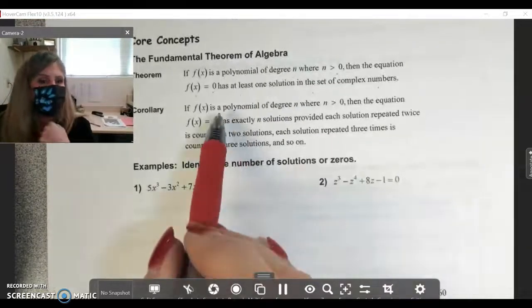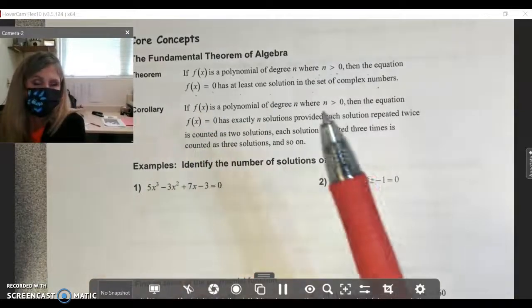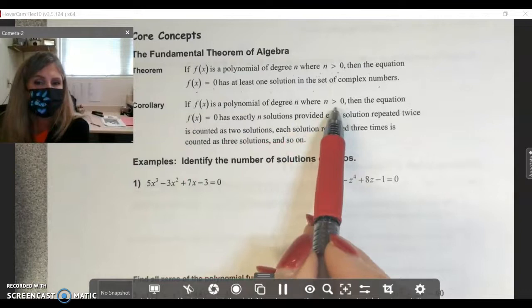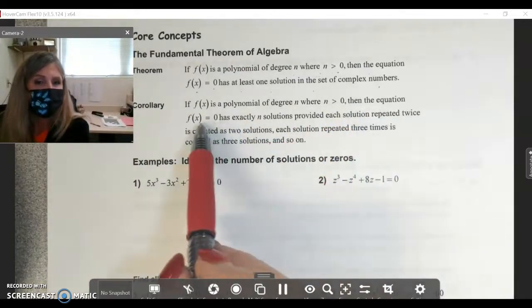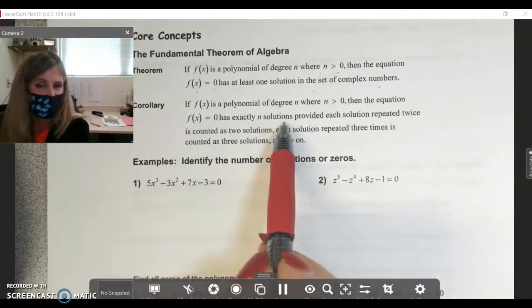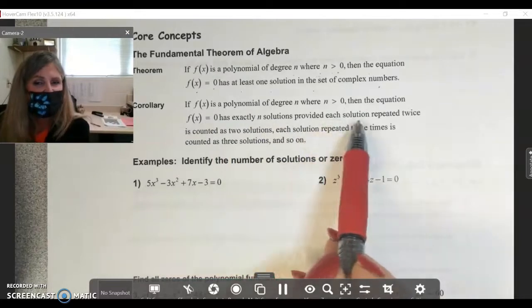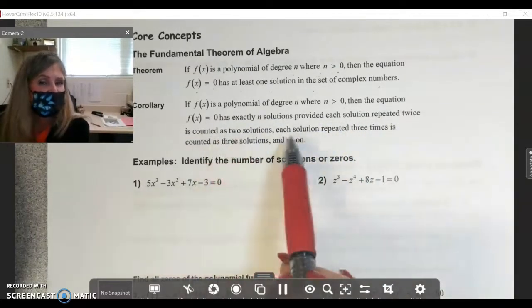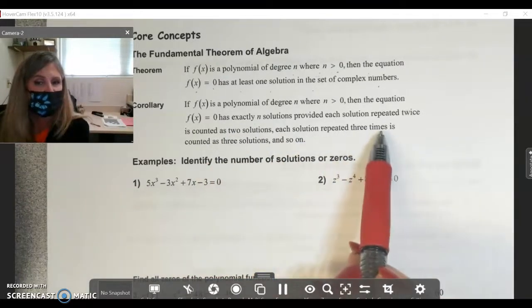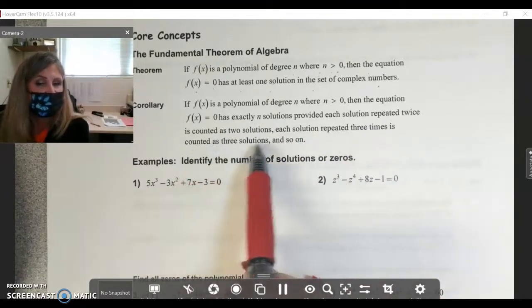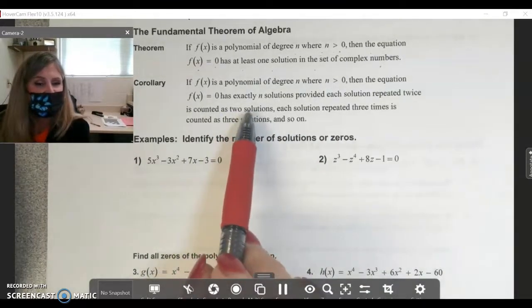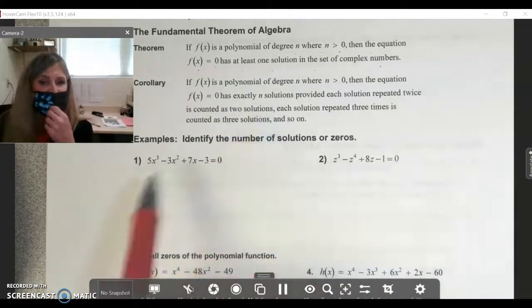But the corollary is even more interesting and important. This one says that if the degree of the polynomial is greater than 0, then the equation has exactly n solutions, provided each solution that's repeated twice is counted as 2 solutions. Each solution that's repeated 3 times is counted as 3 solutions, and so on. So what this is saying is this is going to give us an exact number of zeros.